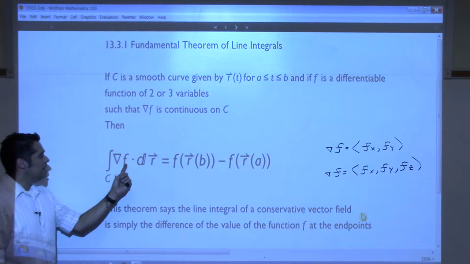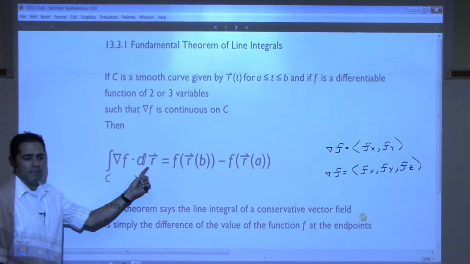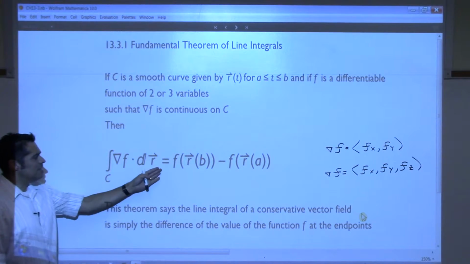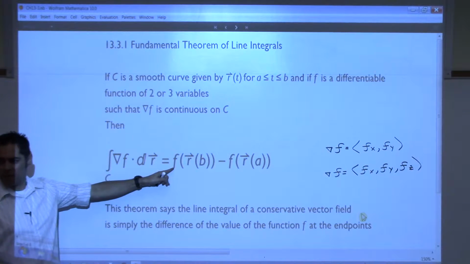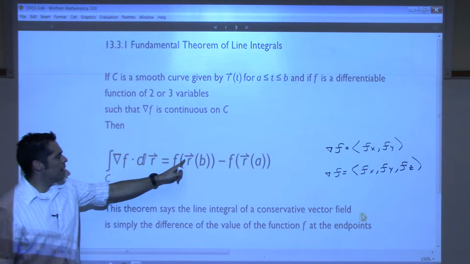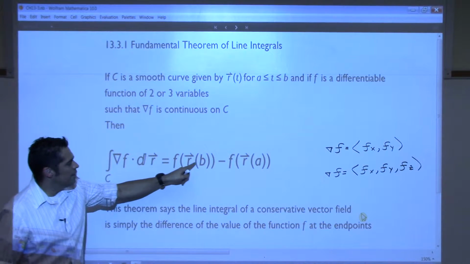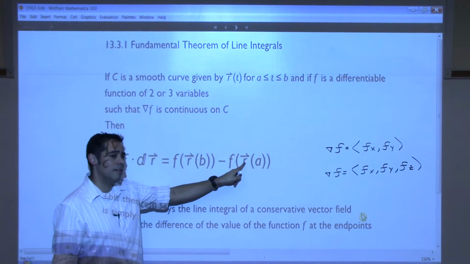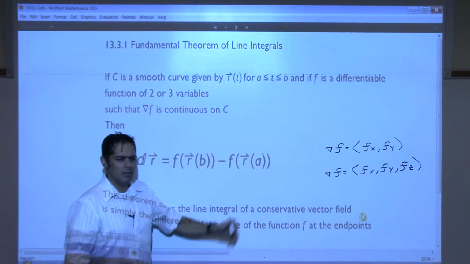And we do dot dr, then it's just equal to, look, the scalar function evaluated at r of b minus the scalar function evaluated at r of a. So what does that mean?